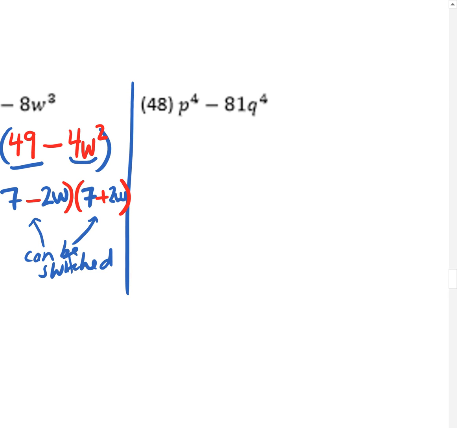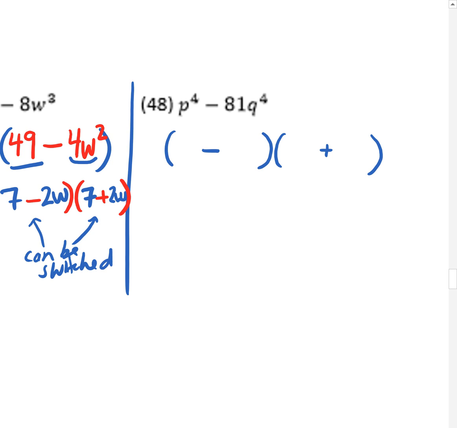Alright, this last one in this section, it looks kind of like there's something in common, but really they don't have anything in common. Because the first term has a p to the fourth, that's it. The second term has no p, so that's really all we can do. So I'm just kind of assuming this is going to be a difference of squares here. And I think it is, because p to the fourth, that's something squared. P squared, squared. And then 81 is 9 squared. Q to the fourth is q to the second squared. So I think, yeah, it's definitely going to be a difference of squares.